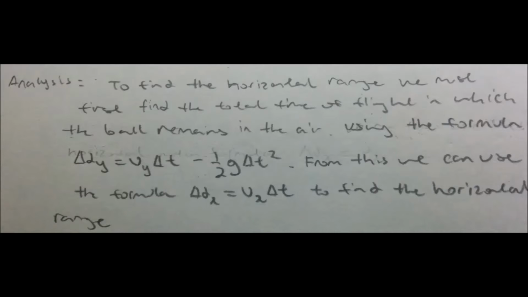To find the horizontal range, we must first find the total time of flight, in which the ball remains in the air, using the formula delta dy equals vy delta t minus 1/2 g delta t squared. From this, we can use the formula of horizontal motion, which is delta dx is equal to vx times delta t, to find the horizontal range.